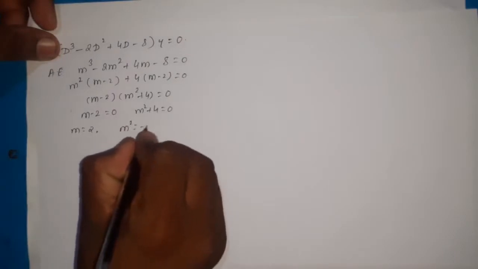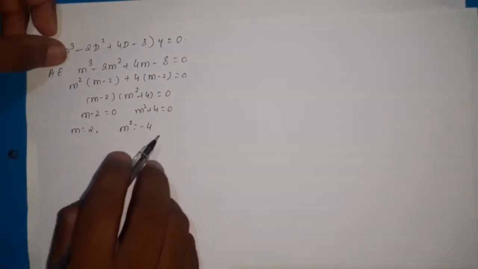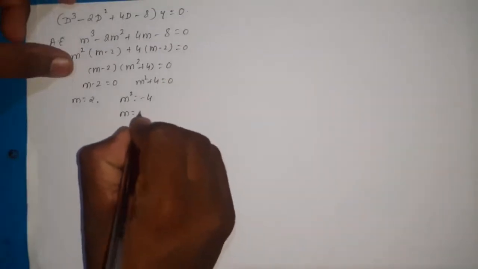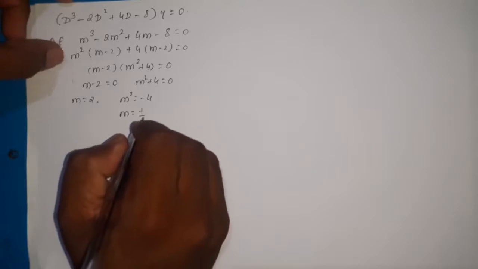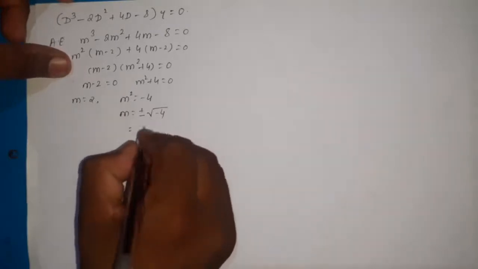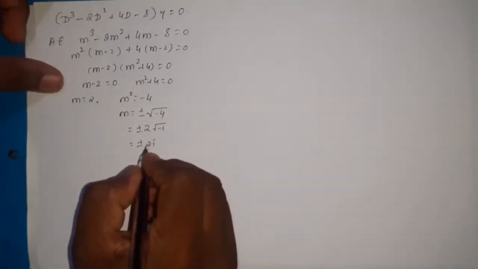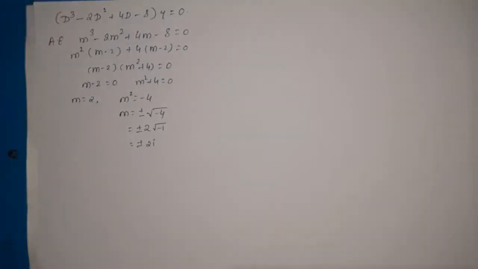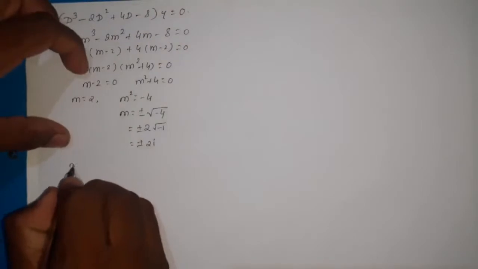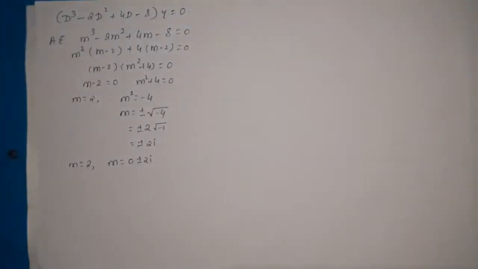Now, m square plus 4 equal to 0 implies m square equal to minus 4, then m is equal to plus or minus square root of minus 4, because whenever we take the square root it is plus or minus. We know the square root of 4 is 2, so m equals plus or minus 2 times square root of minus 1, which is plus or minus 2i. So, here we have one real root and one pair of complex roots. Therefore, m equal to 2, and m equal to 0 plus or minus 2i, because there is no real part for the complex number plus or minus 2i.